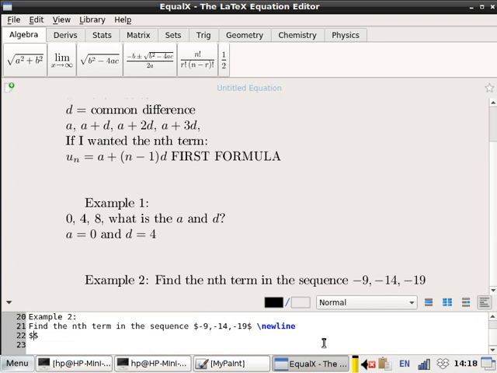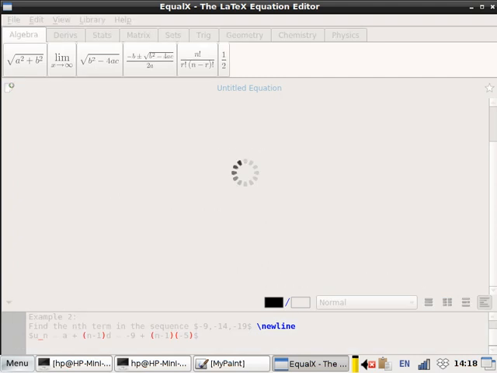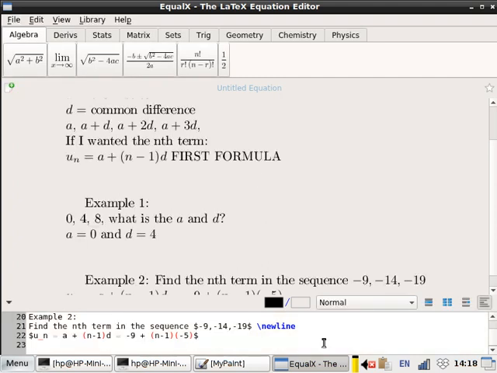Yeah, so it's un equals a plus n minus 1 d. And what's the a here? -9. And what's the d? -5, yeah. Because each time what's happening is I'm adding a -5.